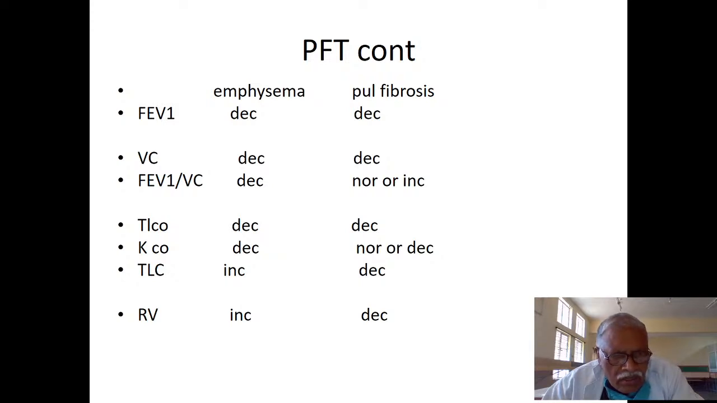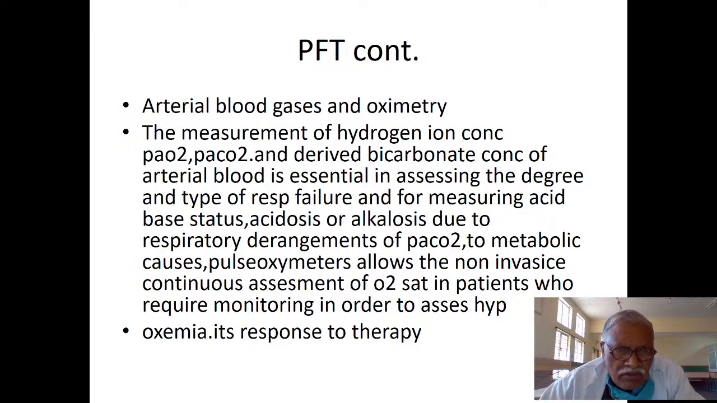Total lung transfer of carbon monoxide is increased in emphysema and decreased in pulmonary fibrosis. The residual volume is increased in emphysema and decreased in pulmonary fibrosis. So these are the pulmonary functions.